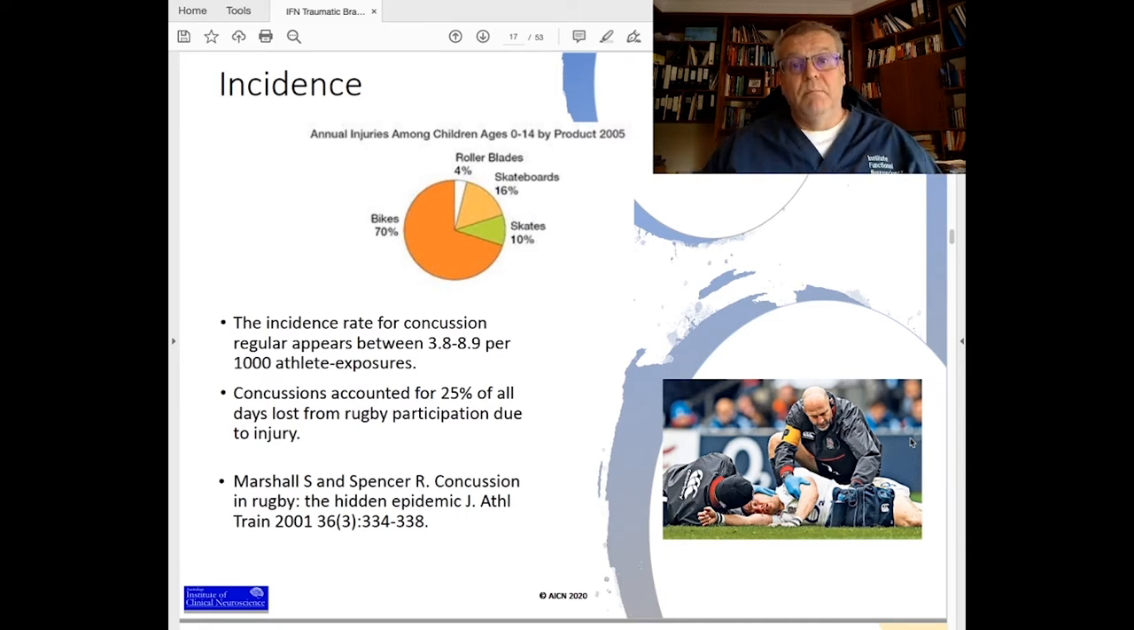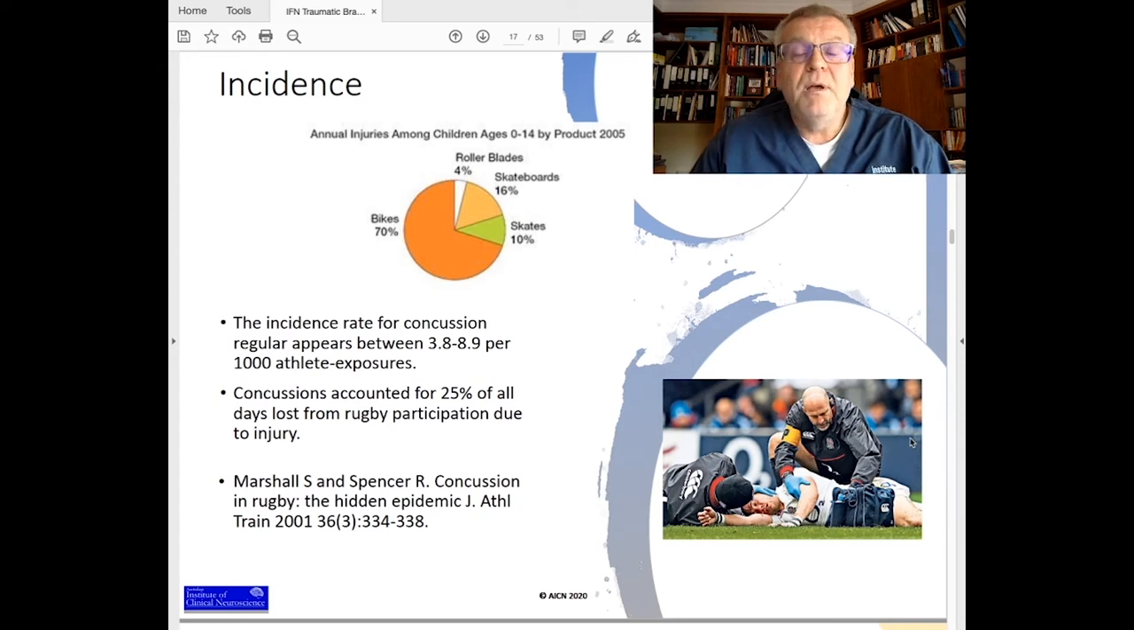But most of the time it's because people are not wearing helmets. So if you have children or family members, anyone that you care about that is biking, rollerblading, skateboarding, even ice skating without a helmet, please encourage them to put a helmet on, because as you can see, 70% of recreational injuries are caused from biking accidents.